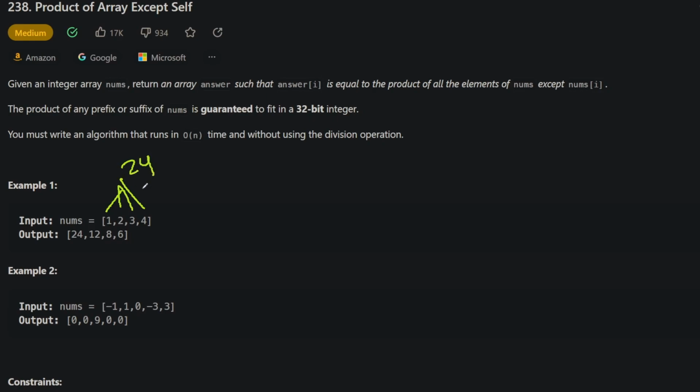And in this position, 24 divided by 1 would equal 24. 24 divided by 2 would equal 12. And 24 divided by 3 is equal to 8. And 24 divided by 4 is equal to 6.